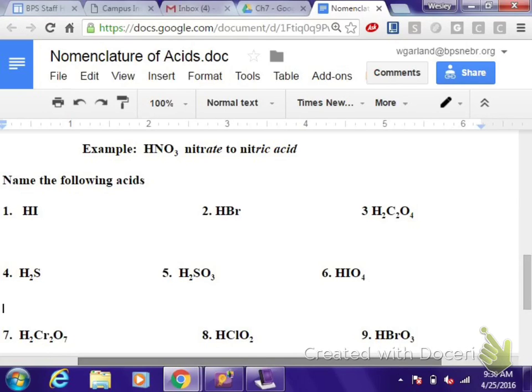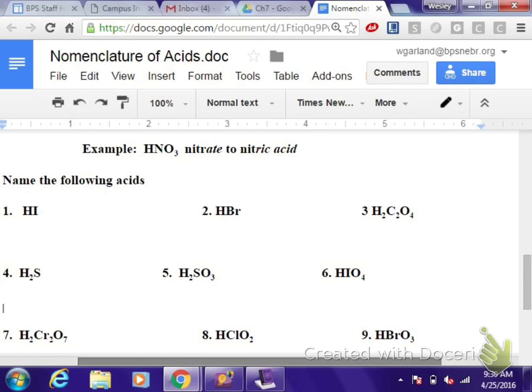Hydroiodic. Okay, so let's do one more. Let's do the H2S, and then I'll leave the other ones for you guys to practice. So H2S, that's a binary, right? 2 elements, no oxygen involved. So we look up sulfur, but it doesn't have an IDE ending. So how do we treat that? It would be like saying sulfide, and if you replace the IDE ending, it'd be sulfuric acid. So it'd be hydrosulfuric acid. H2S is hydrosulfuric acid.